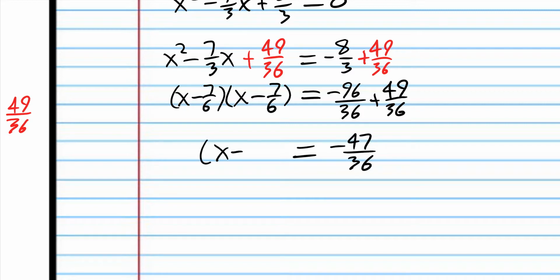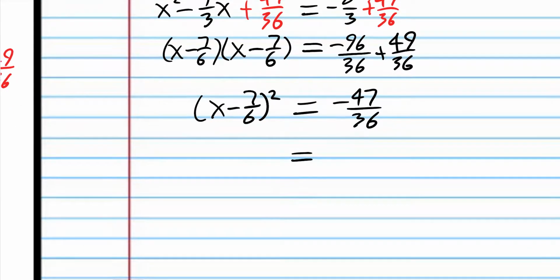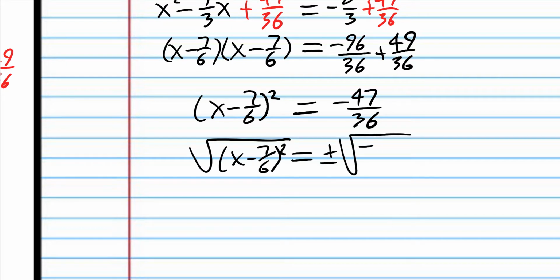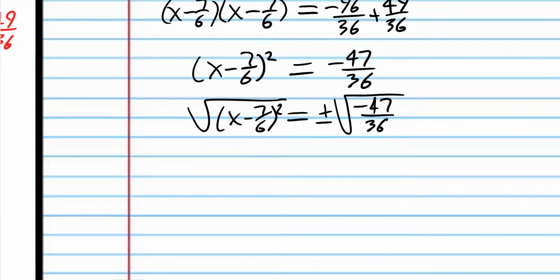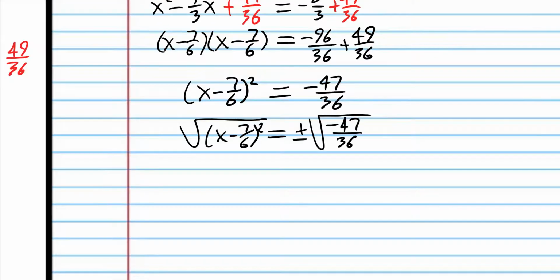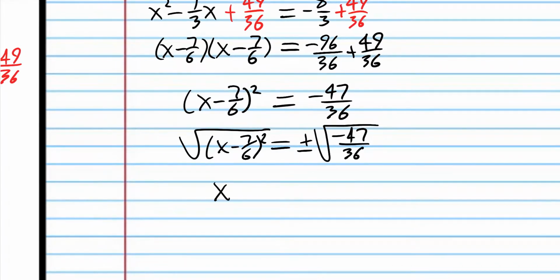And you can change this to power notation just like we did in the previous classes. And, you know, following the same steps that we did in the previous classes, remember to put your plus or minus sign. We're going to get rid of that square. We have to get rid of that square, so we're going to square root both sides. And now we end up with x minus 7 over 6 is equal to plus or minus.